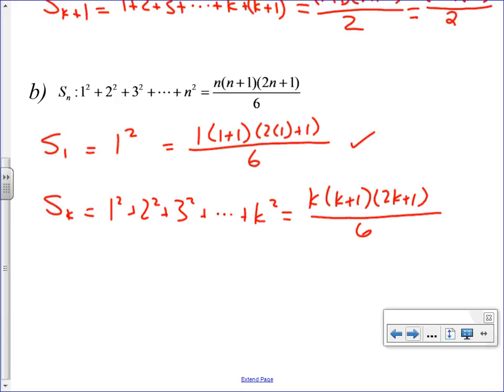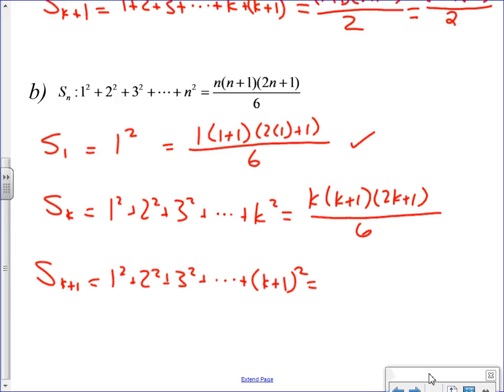Okay, and then the last one, SK plus 1 would be 1 squared plus 2 squared plus 3 squared plus dot dot dot plus, instead of K squared, I'm just going to go to K plus 1 squared, which is K plus 1, then K plus 2, and if you put in K, 2K plus 3, yeah, that's good. All over 6. That's true.